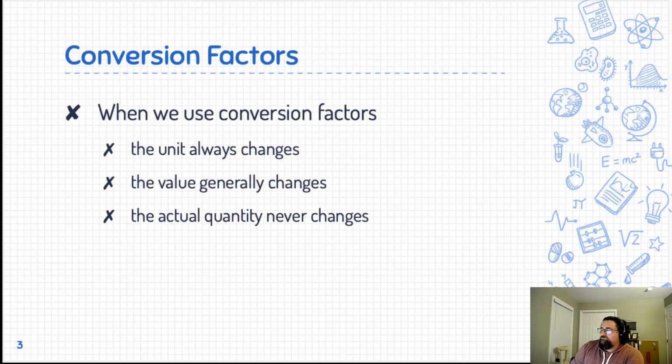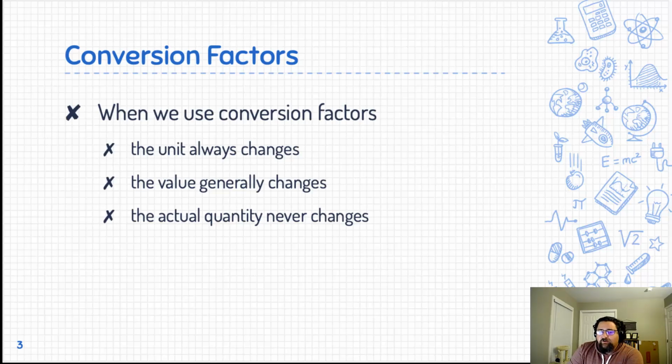A conversion factor has 3 things about it. The unit: when we use one, the unit's always going to change. So we changed from individual eggs to dozens, or from meters to millimeters, or liters to kiloliters. We're changing the unit. The value almost always changes. Sometimes we have a unit which is equivalent, like milliliters to cubic centimeters. This is a 1-to-1 conversion. So if you had 10 milliliters, you'd also have 10 centimeters cubed. But almost always the value is going to change.